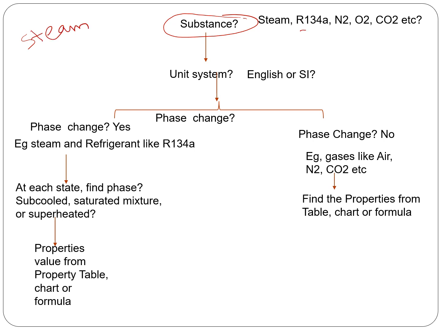If it is R134, you need to look at a different table. If it is nitrogen, you need to look at a different table. So depending on what substance, always try to highlight the keywords, and a very important keyword is the substance. Figure out which substance it is, and based on that you have to use the property table.